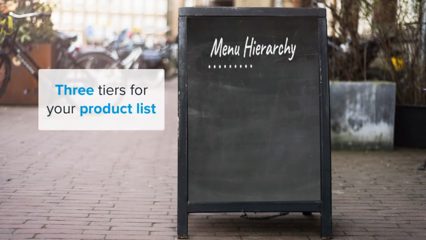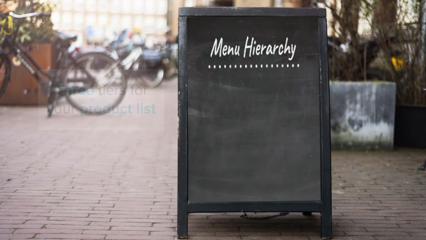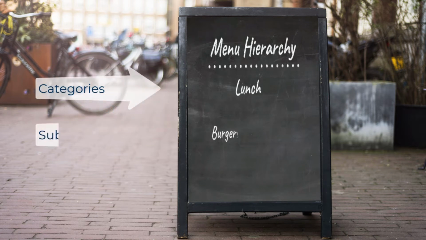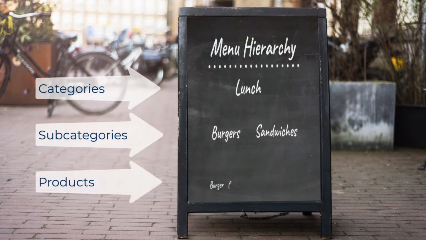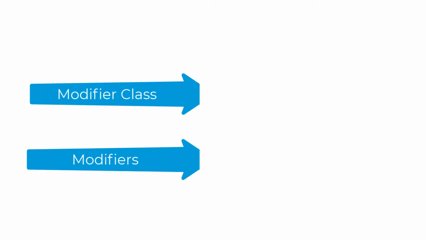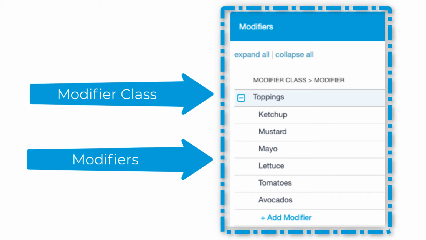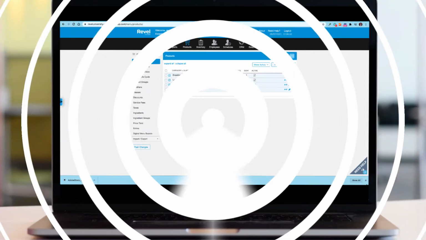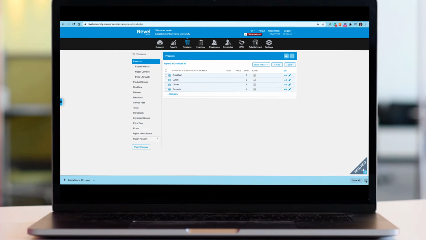If you recall from our product list and menu building tutorial, products are arranged in three tiers. Modifiers are similar, but they are organized by classes and only have two levels, the modifier class and the modifier. Before we jump into adding modifiers, let's see all the options on the modifier page first.